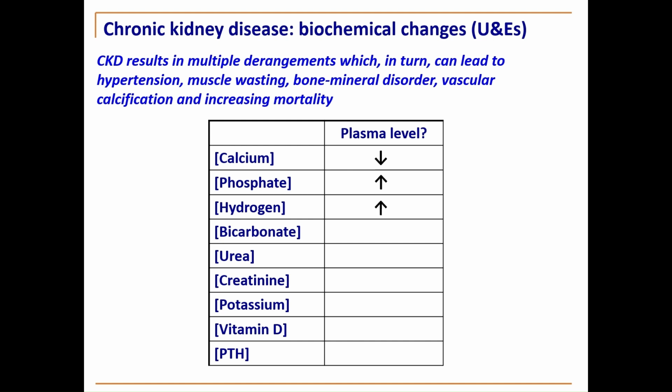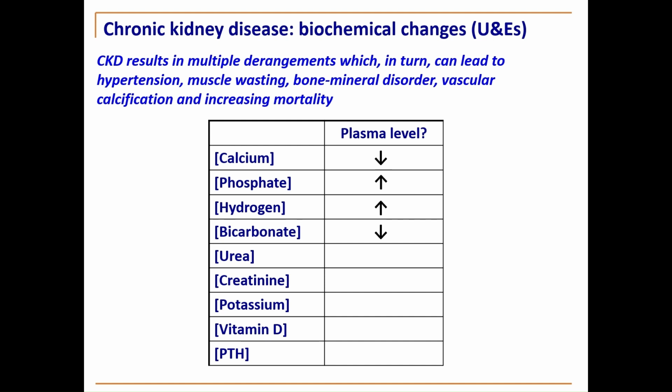Hydrogen ions. So hydrogen ions go up because the kidneys can't excrete them as well, and bicarbonate ions go down because the kidneys can't regenerate those bicarbonate ions and can't make them. So both of those two things together contribute towards a metabolic acidosis seen in chronic kidney disease.